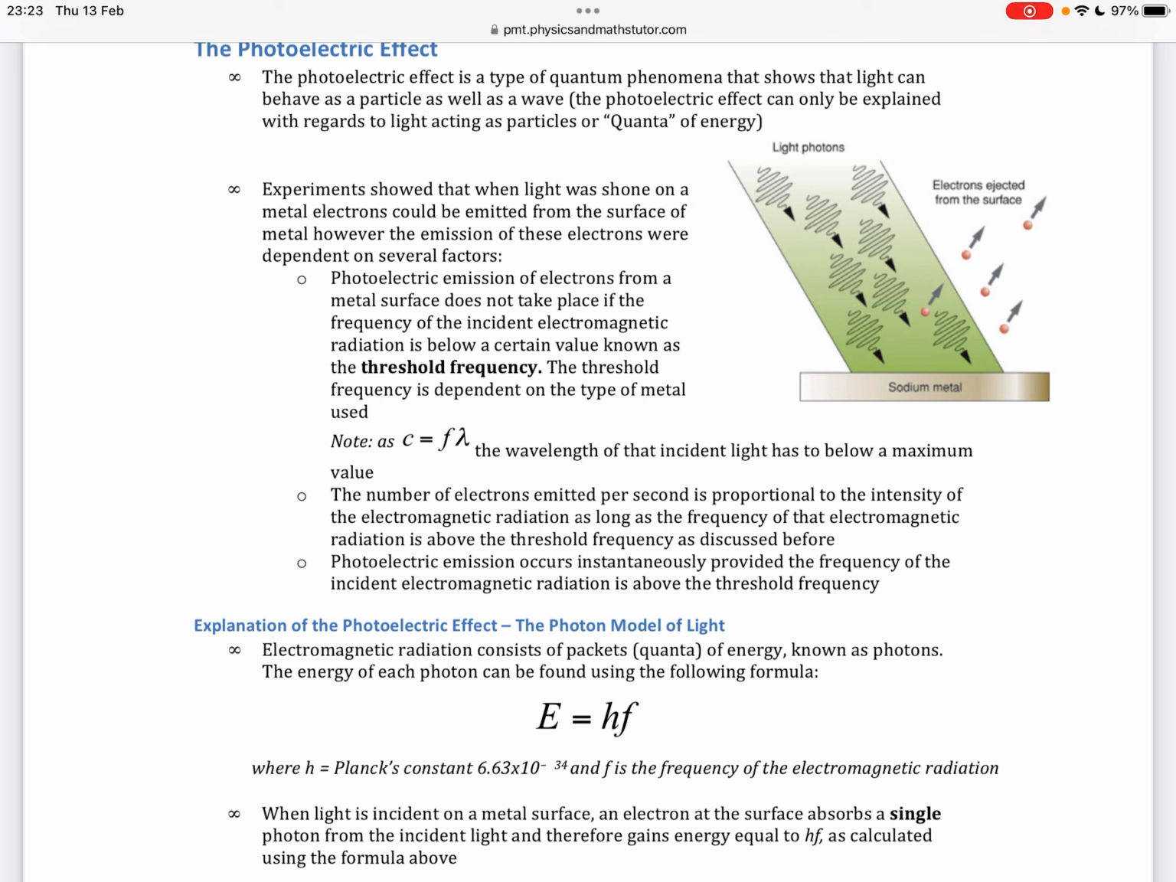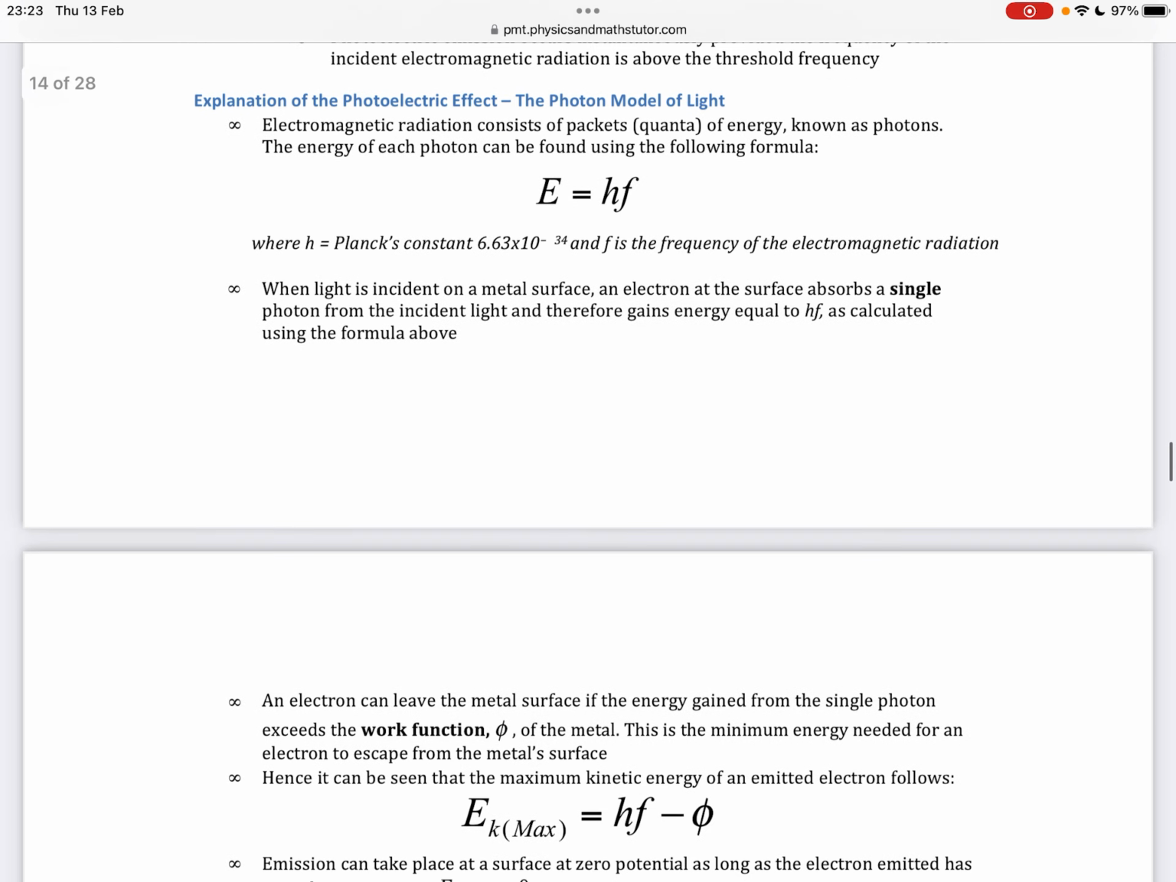The number of electrons emitted per second is proportional to the intensity of the electromagnetic radiation, as long as the frequency of that electromagnetic radiation is above the threshold frequency, as discussed before. Photoelectric emission occurs instantaneously, provided the frequency of the incident electromagnetic radiation is above the threshold frequency. Explanation of the photoelectric effect.